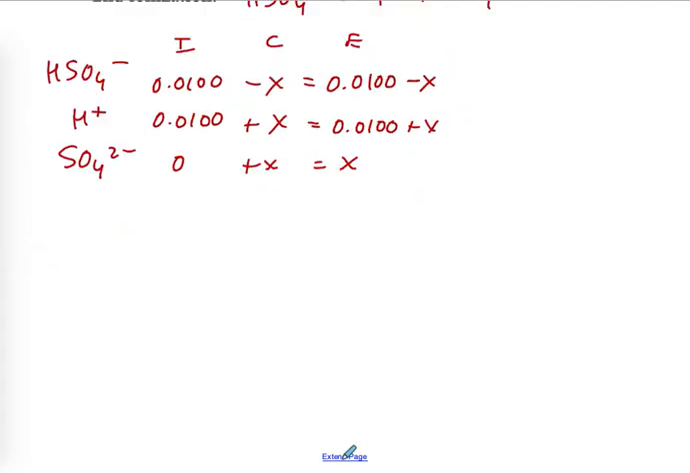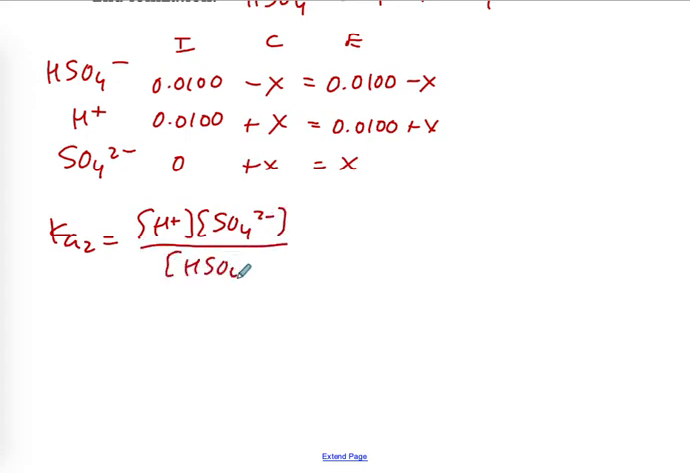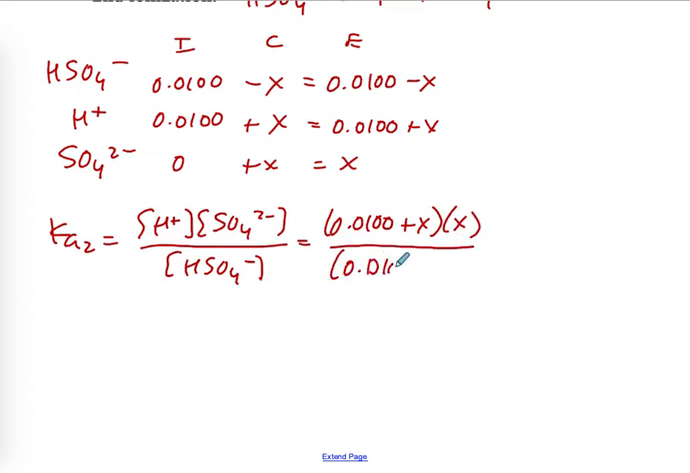When I plug these into the Ka2 expression, Ka2 is the hydrogen ion concentration times the sulfate concentration divided by the hydrogen sulfate concentration. I get 0.0100 plus x times x divided by 0.0100 minus x equals Ka2, which is 0.012.